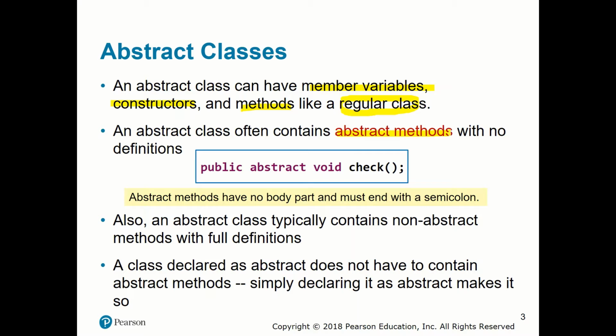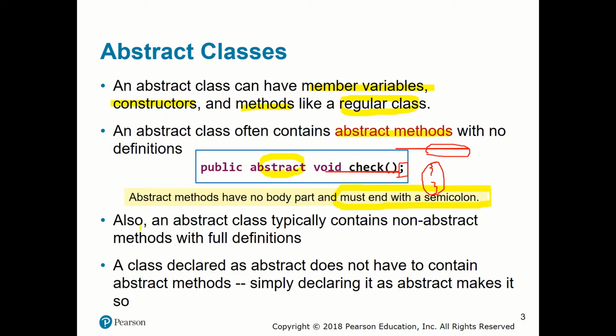An abstract method must look like this: public, abstract, and there is no body, there is no definition. It means that there is no brace. Usually we have a method header and we have braces like this, right? This is a definition. The abstract method does not have this. Instead, an abstract method should finish with a semicolon. So, abstract methods have no body part, no brace part, and must end with a semicolon.